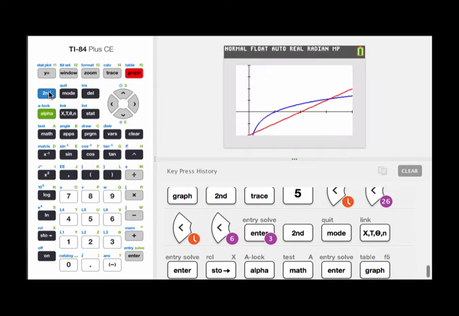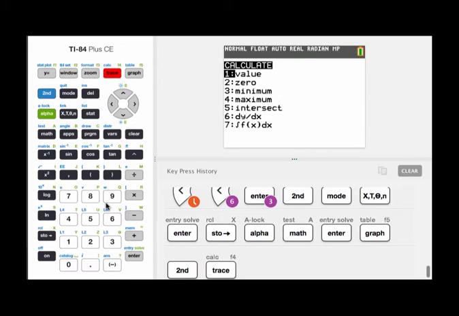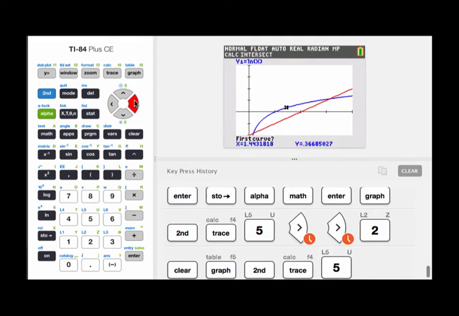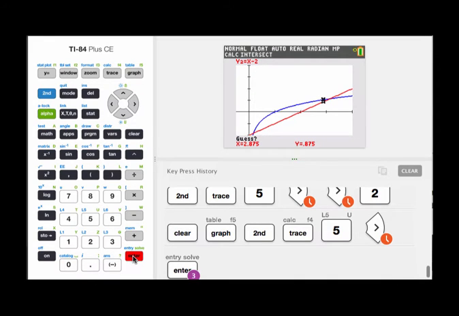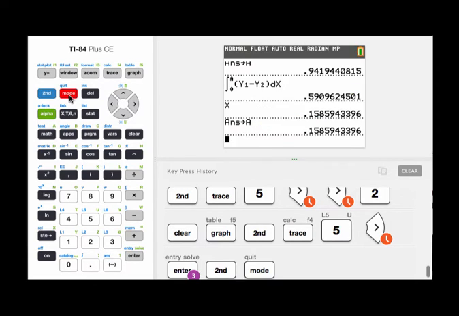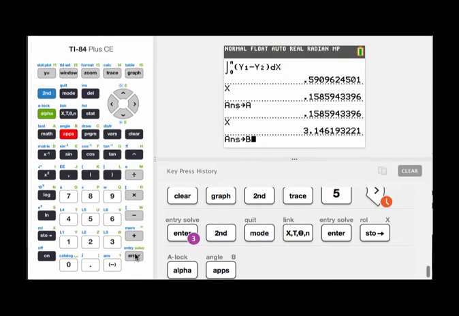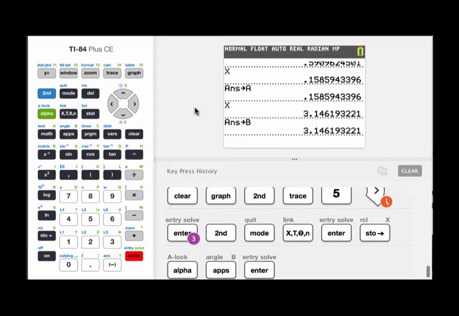Back to the graph, second point of intersection. All right, that's good enough. First curve, second curve, guess. This is my second point of intersection. So back to the home screen. There's x, and I'm going to store this one in alpha B. All right, so we'll have to write this down on the piece of paper as well.